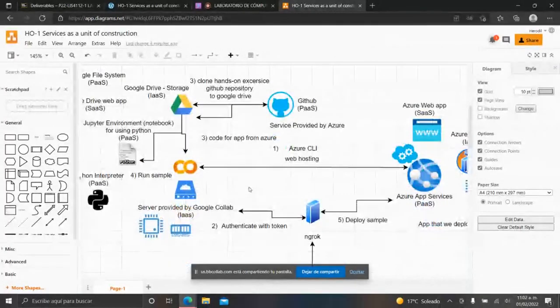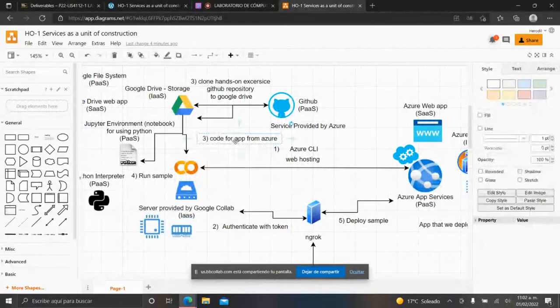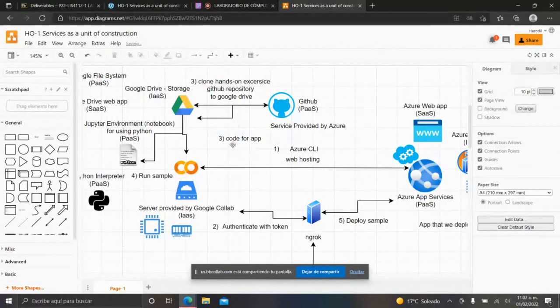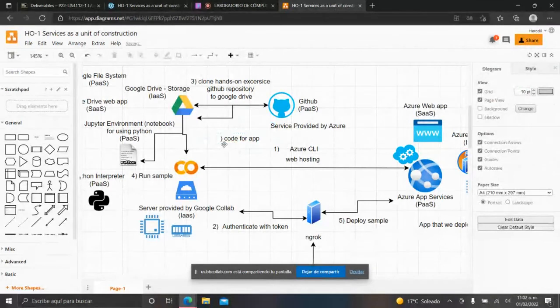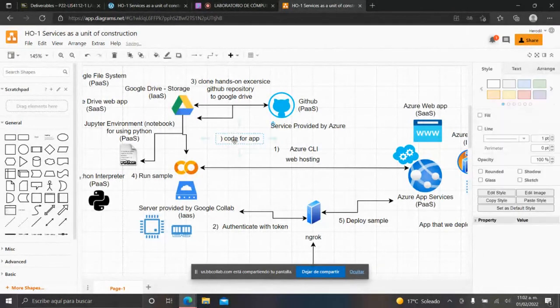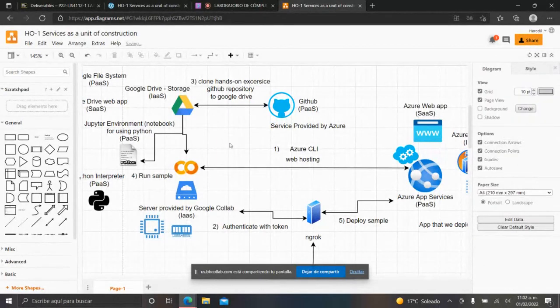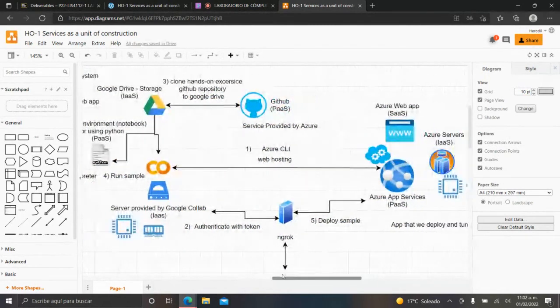So again, we are representing the functional architecture of the preparation of the environment, okay? Now, once we have finished with what we did between GitHub and Google Cloud, let's have a look at what we did between Azure and Google Cloud. The first thing that we did is we installed CLA in our Google Cloud.